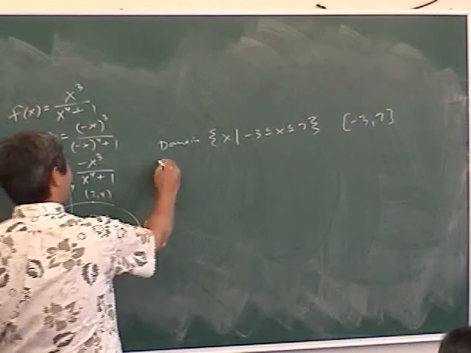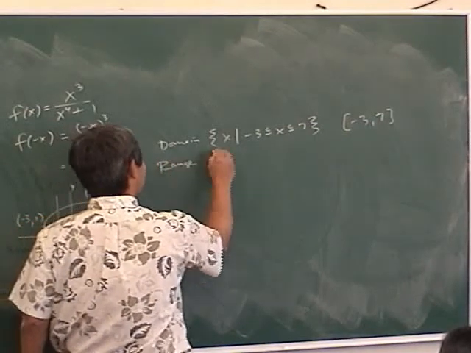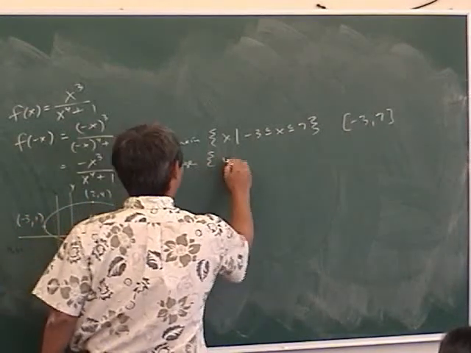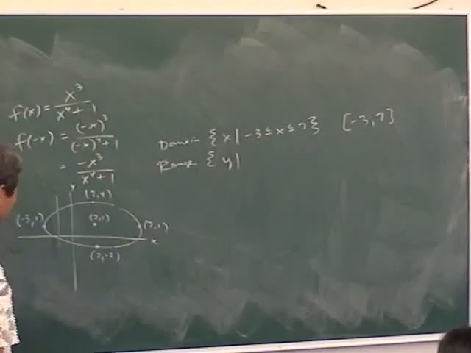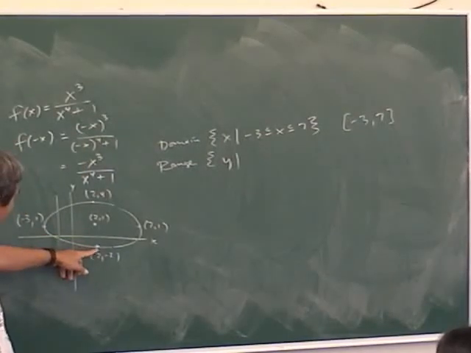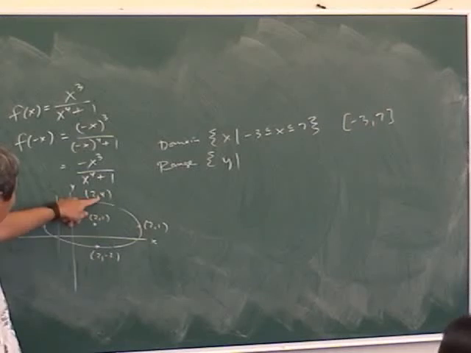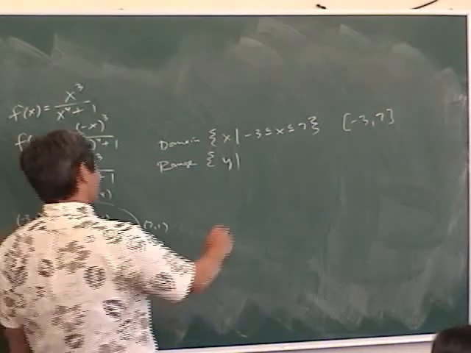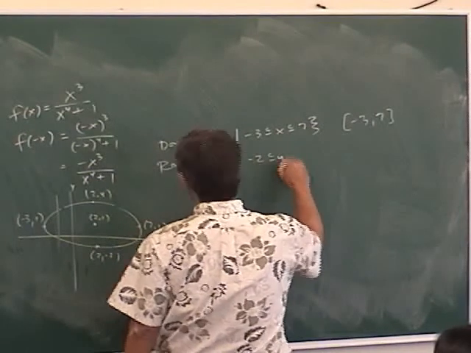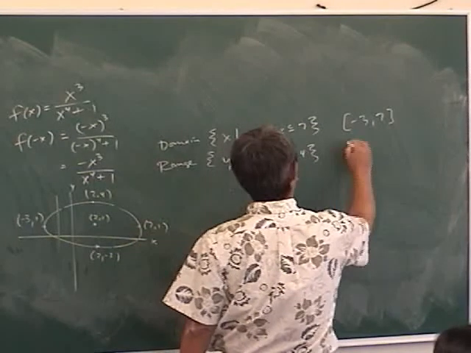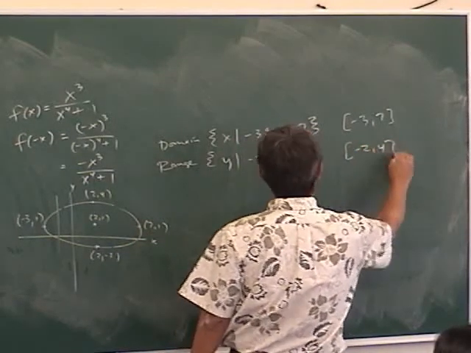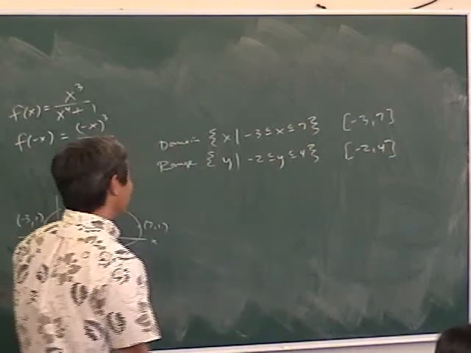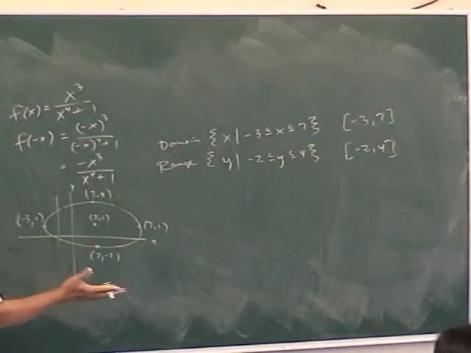Okay, what about the range? A range is a listing of all the y coordinates on a graph. Well, what's the smallest y coordinate on the graph? Down here, negative 2. What's the biggest? 4. And is there everything in between? Yeah, so the range would be from negative 2 to 4, or if you'd rather write it like that, it doesn't matter to me.